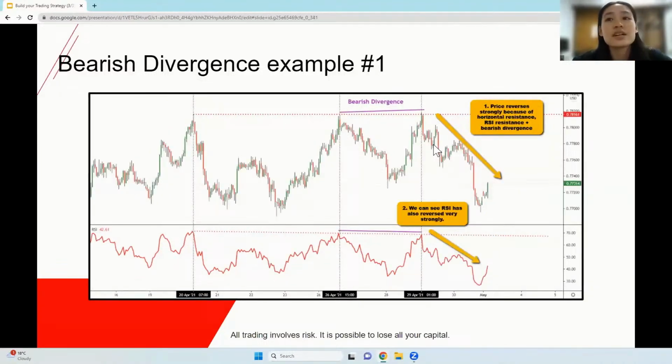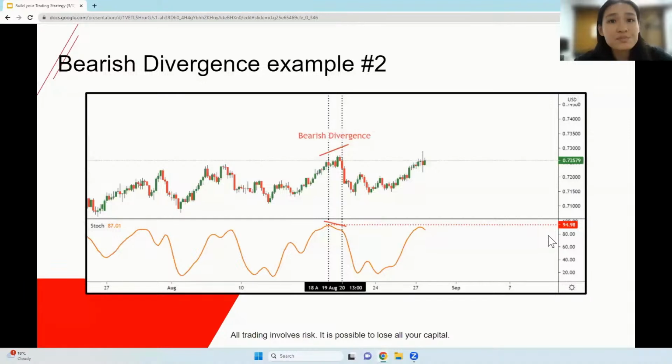Okay, and you can see that's exactly what happened. Price reverses strongly because of the horizontal resistance, RSI resistance plus bearish divergence. And we can see that the RSI has also reversed very strongly. Okay, here's another example. Here is a little bit more straightforward. So we have price making a higher high and our stochastic making a lower high. Okay, and you can see that immediately after this divergence, price immediately dropped on our price chart.